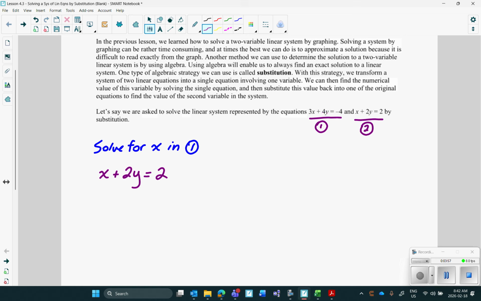What is the one step I need to do to get x by itself? Sorry, in equation 2. Subtract 2y, correct. Get x by itself in equation 2. So subtract 2y, and I am left with this.